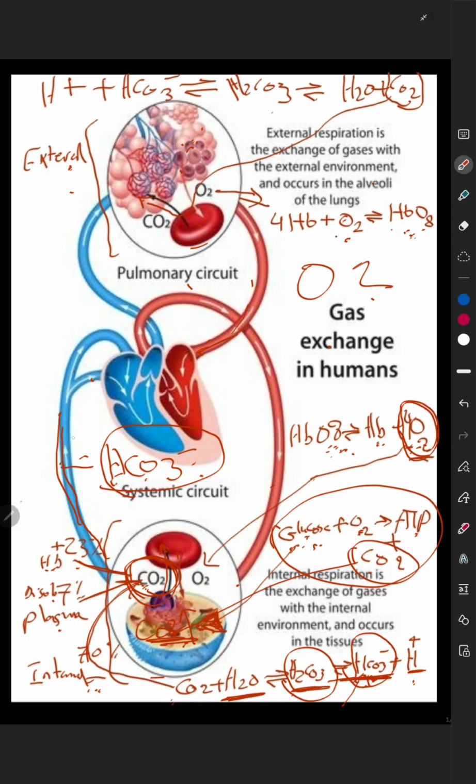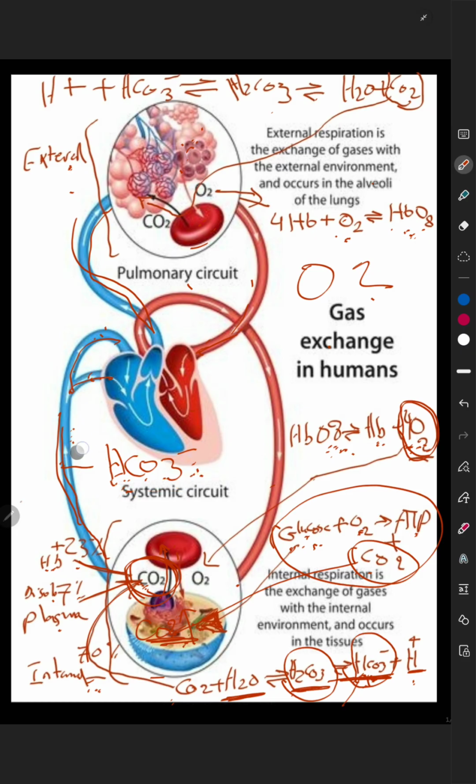So if the question says deoxygenated blood, in which blood vessel is it? We say it's in the superior vena cava, inferior vena cava, and the pulmonary artery. Instead of deoxygenated blood, we can also say the blood that contains a high amount of what? Of HCO3, or bicarbonate ion, which is here in the superior vena cava, inferior vena cava, and pulmonary artery.